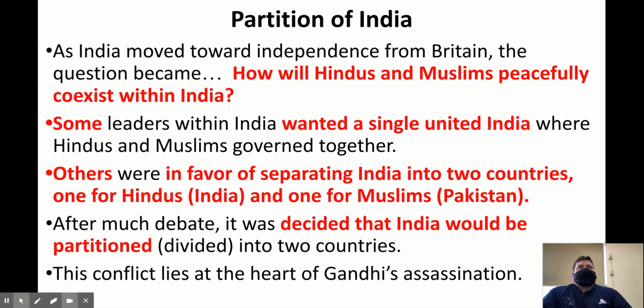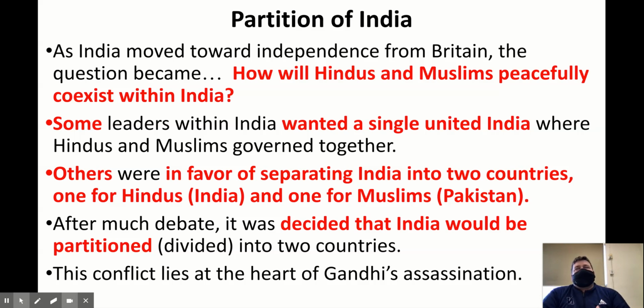In order to understand the partition of India and the assassination of Gandhi, these two topics are kind of intertwined here. You need to understand some things about India at the time. The time is the late 1940s, just after the end of World War II. In India at the time, there are Hindus and there are Muslims. The majority of India is made up of Hindus, but there is a healthy Muslim population there also. Maybe 75% to 25%, something like that.